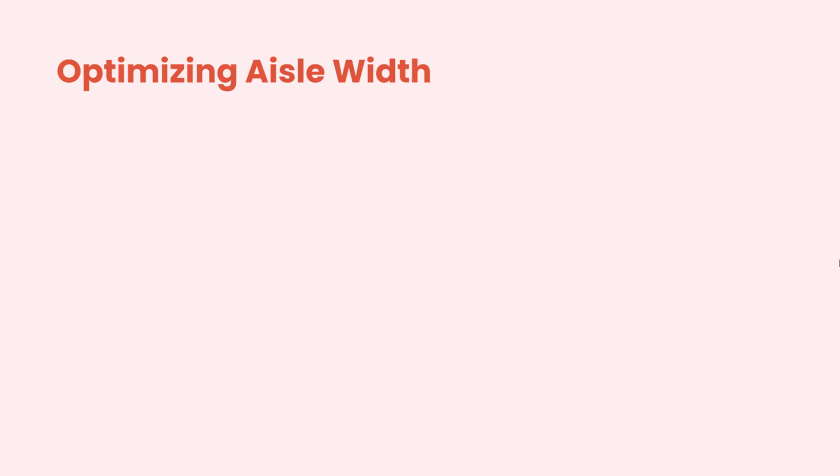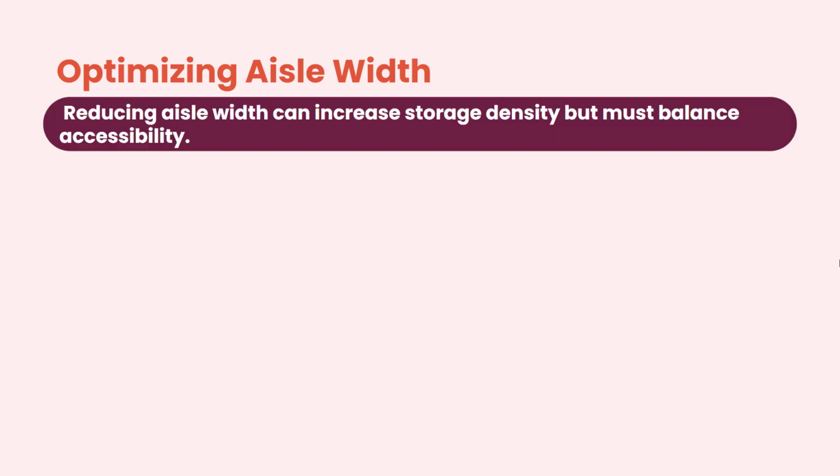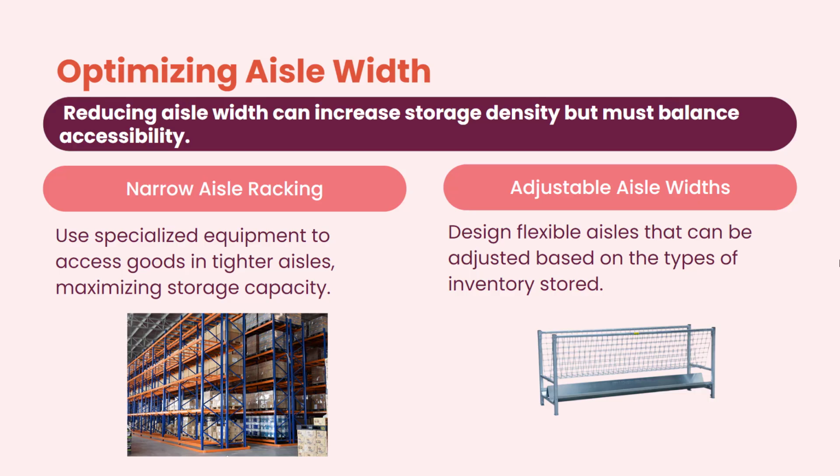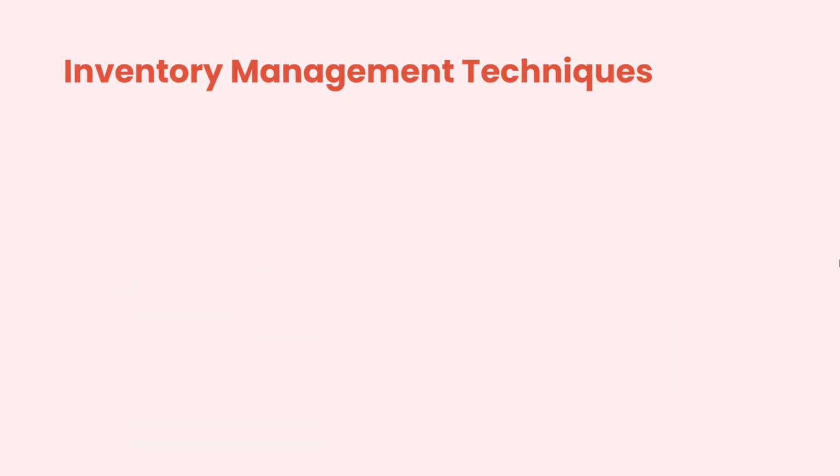Fifth is optimizing aisle width, where reducing aisle width can increase storage density, but you must not compromise on the accessibility of material. First feature is narrow aisle racking, which uses specialized equipment like forklifts to access goods in tighter aisles, maximizing storage capacity. Second is adjustable aisle widths, where you design flexible aisles that can be adjusted based on the types of inventory stored. Example, if you want to store small sized boxes, you can narrow the aisles, whereas if you want to store large boxes, aisle width can be increased.